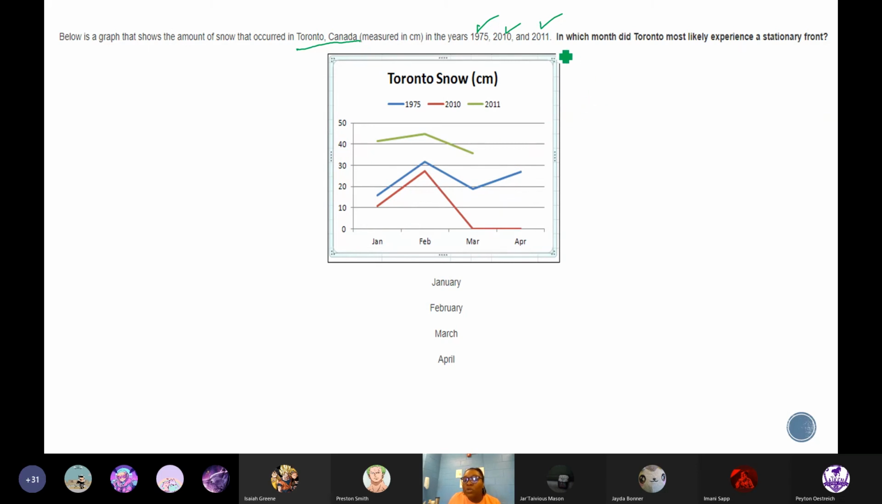Ms. Neville wants you to use this graph to tell me, in which month did a stationary front most likely happen? Remember, a stationary front means precipitation, in this case, snow, for a long time. So we want to make sure here that the most snow is going to happen when that stationary front is happening. Hint, hint, hint. Hopefully you're going to do better on your second attempt.